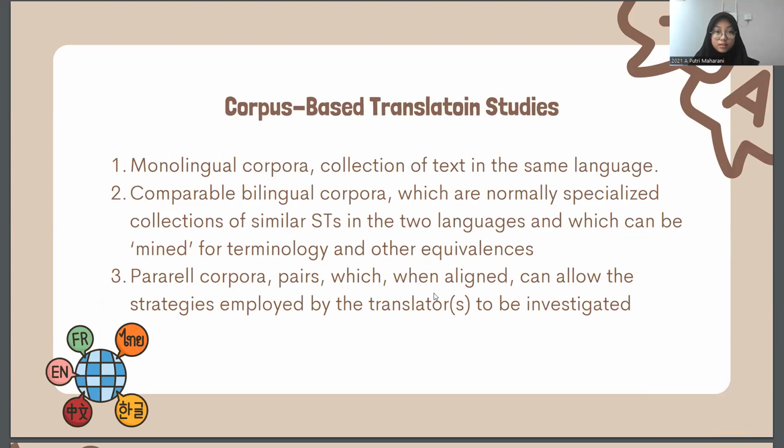Corpus-based translation studies. First, there is monolingual corpora, a collection of texts in the same language. Second is comparable bilingual corpora, which are normally specialized collections of similar texts in the two languages and which can be mined for terminology and other equivalents. Third is parallel corpora, pairs which when aligned can allow the strategies employed by the translator to be investigated.